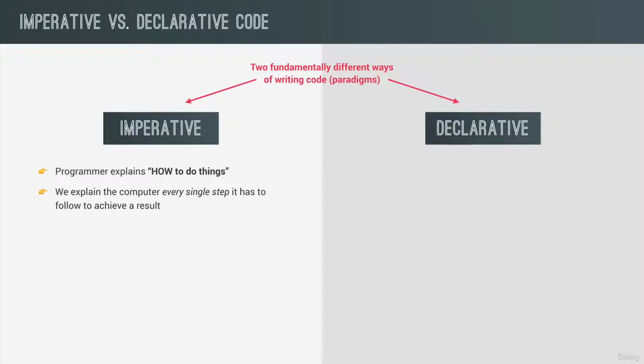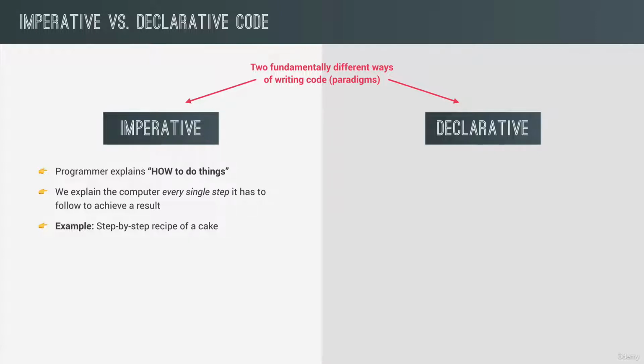But this might sound a little bit abstract, so let's try a more real-world example. Let's say that we want someone to bake a cake for us. And so if we would do that in an imperative way, we would tell the person exactly the step-by-step recipe that they would have to follow in order to bake that cake.